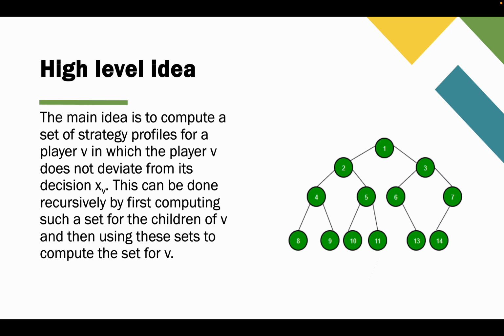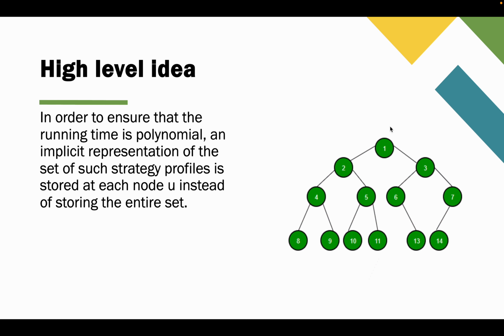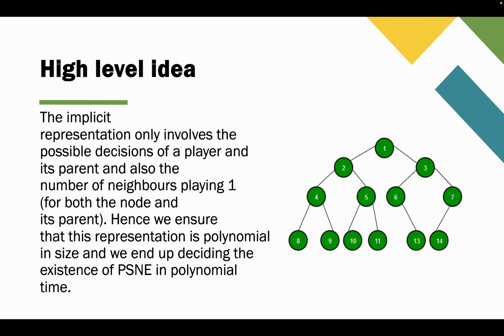So this set can be recursively computed, like you can begin from a child and go to the node above, and so on. But the thing is that the number of such strategies can blow up and become exponential. So the way we overcome this challenge is to maintain an implicit representation of such strategy profiles. The implicit representation only involves the decision of the parent node and the number of neighbors of this internal node which are playing one.